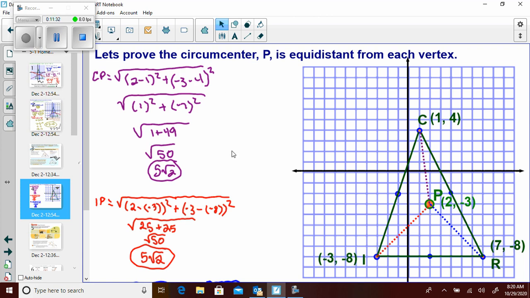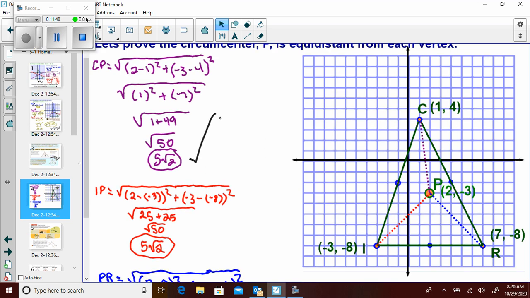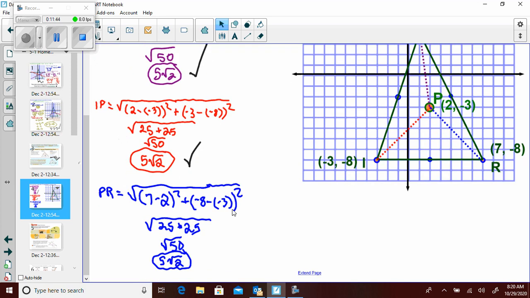You don't need to watch me go through it, but I found the length of all three of these distances. I got 5 radical 2, 5 radical 2, 5 radical 2. So I found IP, RP, and CP. By finding all three of those, I've shown that they're all the same exact distance because the circumcenter is equidistant from all three vertices.